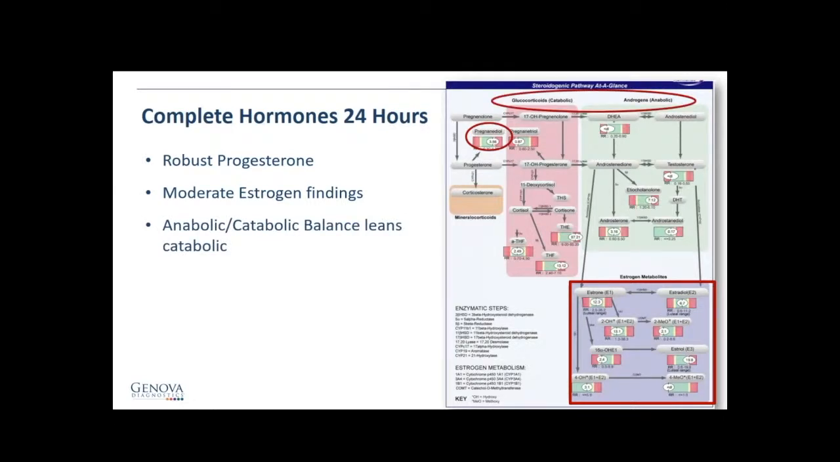The anabolic catabolic leans to catabolic. So she's got a lot of that progesterone on board based on the pregnenolone, and that might be a reflection of her supplementation, but she's more catabolic. So more of it is heading towards the cortisol than towards the DHEA and its metabolites. So we want to evaluate the estrogen metabolites to get a feeling for risk and evaluate her capacity to detoxify.